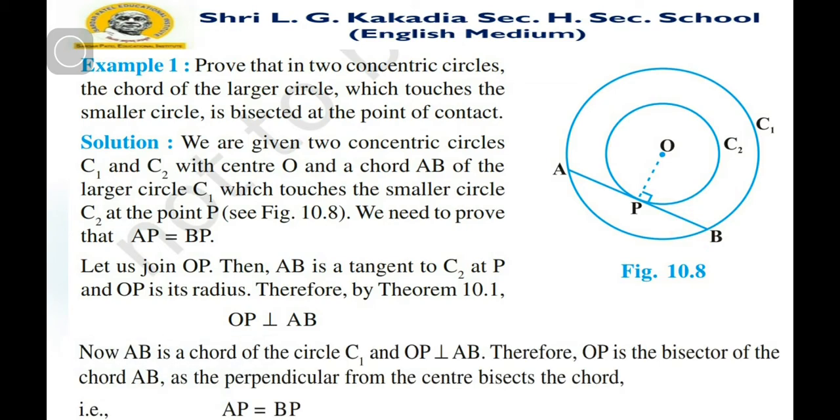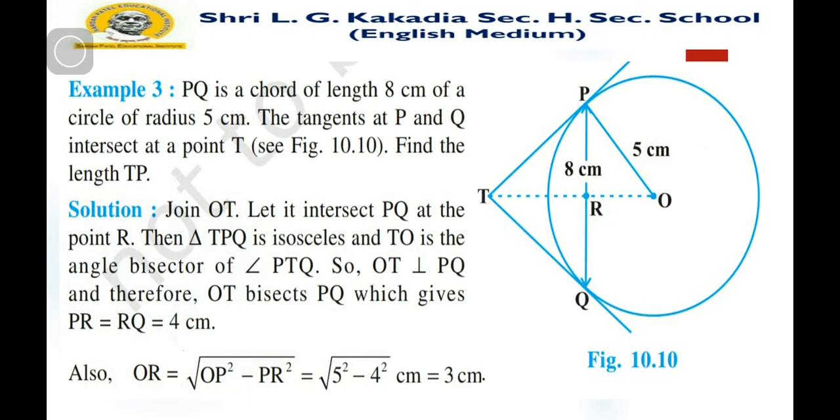Now AB is a chord of circle C1 and OP is perpendicular to AB. Therefore, OP is the bisector of the chord AB, as the perpendicular from the center bisects the chord. Hence, we can say that AP is equal to PB. So in this way we can prove such examples. Now, let us take example number 3. Given that, as you can see in the figure, PQ is a chord of length 8 cm of a circle of radius 5 cm.